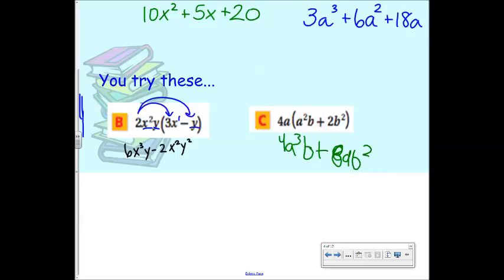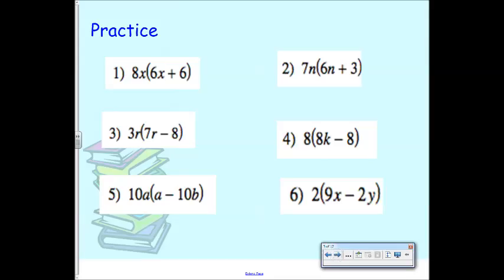Okay, the biggest thing I would say is just make sure that if there's a letter, a variable out here, that even if it's not in your monomial in here, it gets into the answer because you've got to multiply that whole thing. Okay, go do these 6.